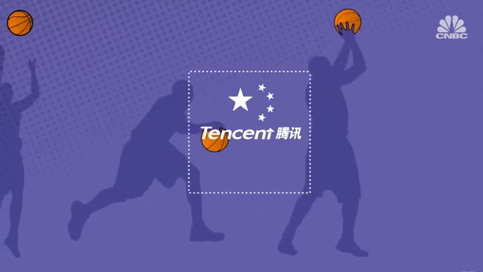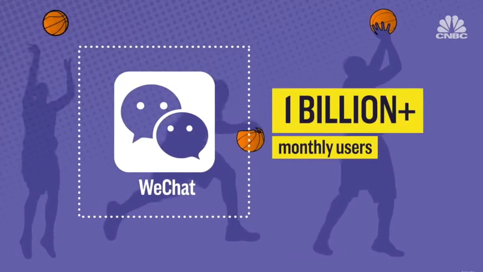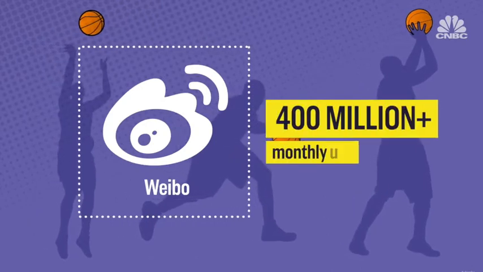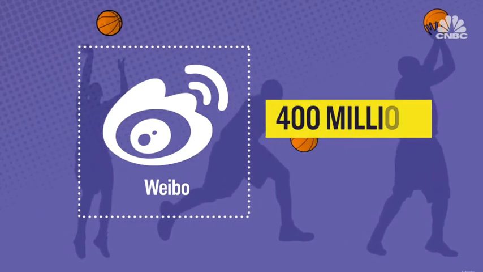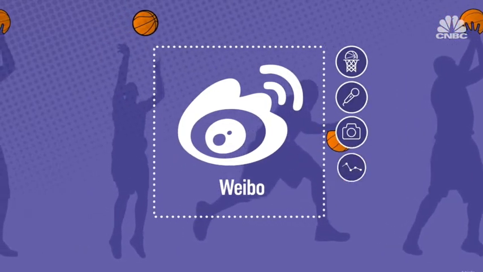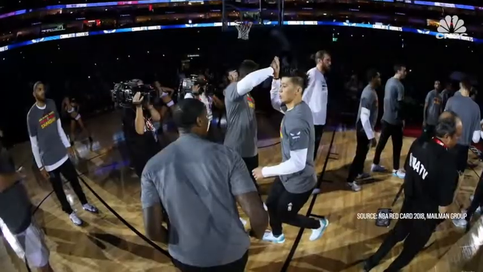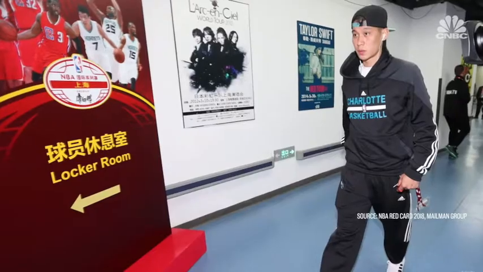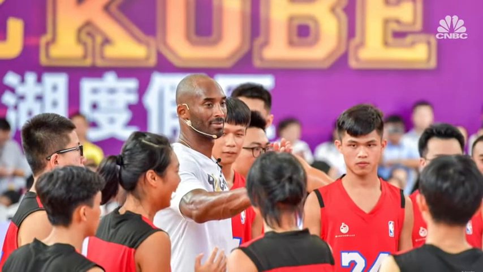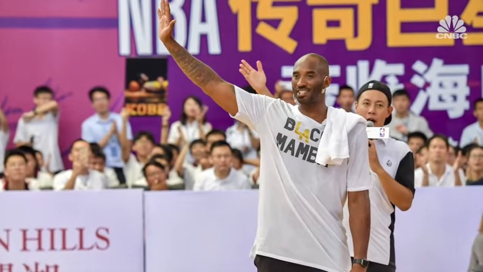That's because Tencent is the owner of WeChat, which now boasts more than 1 billion monthly active users. Meanwhile, Weibo, a popular Chinese microblogging platform, has more than 400 million monthly active users. The NBA's deal with Weibo allows it to deliver game highlights, player interviews, photos, stats, and behind-the-scenes events. Just take a look at Jeremy Lin. He's considered China's most popular current NBA player online. I say current because, well, Kobe Bryant is actually the most followed NBA star. He may have retired, but his legacy lives on here.